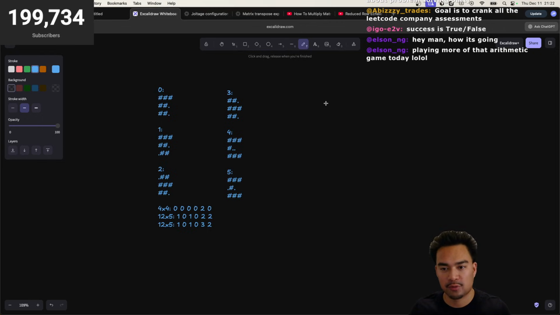So in a 4 by 4 grid, you have 1, 2, 3, 0, 1, 2, 3. Then we need to fit 0, 1, 2, 3, 4. This twice. So one way to do it is like have this.